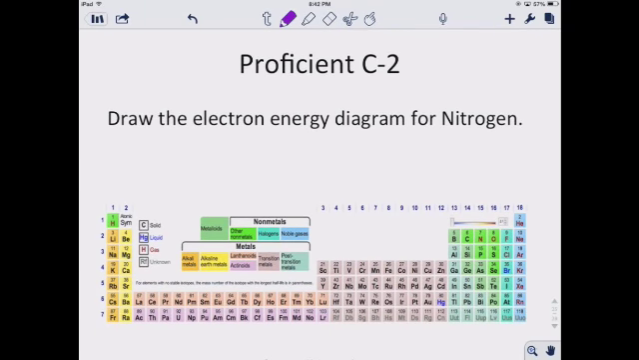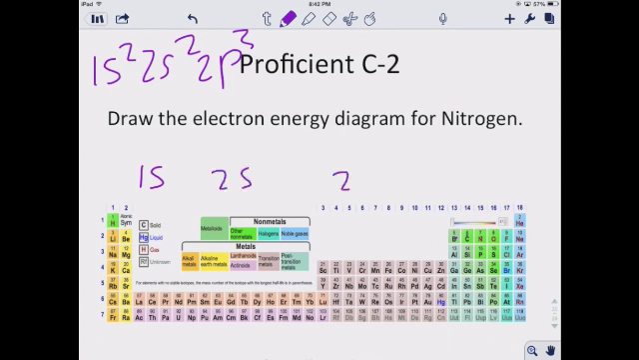Okay, next one, it says draw the energy level diagram for nitrogen. We've already written the electron configuration for nitrogen. Remember, it was 1s2, 2s2, and then 2p, we count 1, 2, 3, so 2p3. What we're going to do is draw the energy level diagram. So we draw 1s, and then 2s, and then 2p. Now remember, the s orbital only has one subshell, so we put one line. P has three subshells, so we draw three lines: 1, 2, 3.